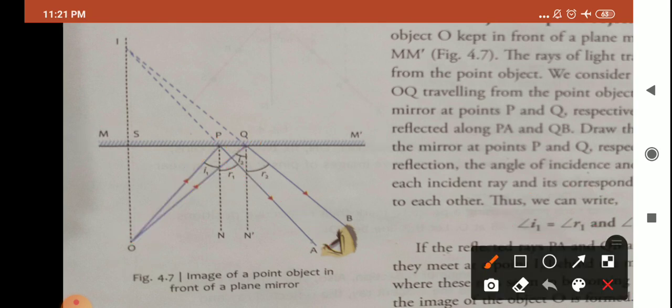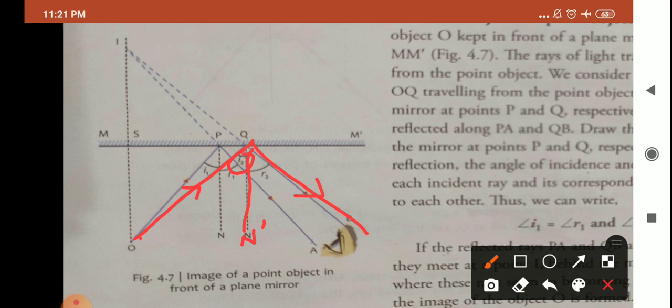Same way, children, let us consider another ray, that is OP. Again this ray will reflect like this. It goes like this and reflects like this. And this is another imaginary normal for the other ray, called N dash. So suppose here it is making angle I2. The angle of incidence is I2.